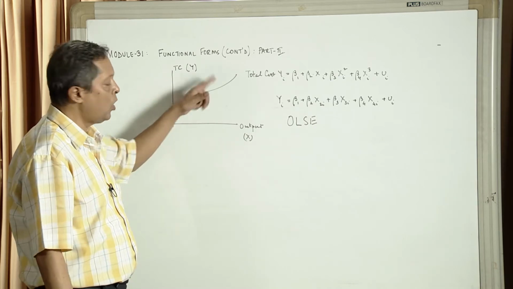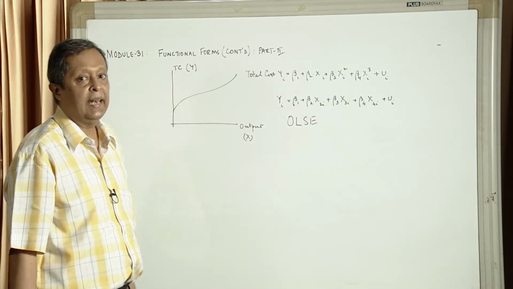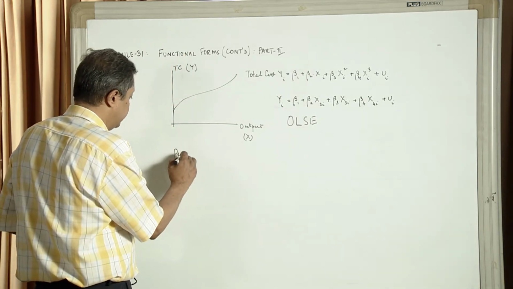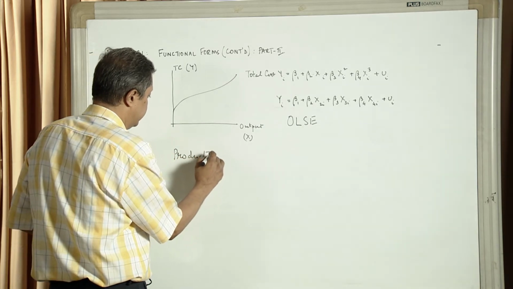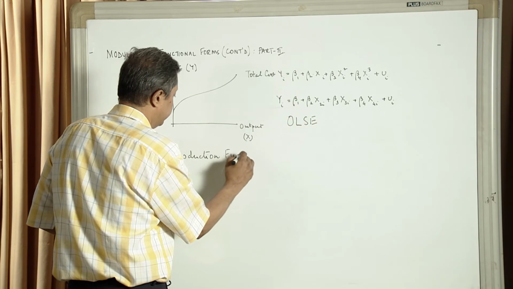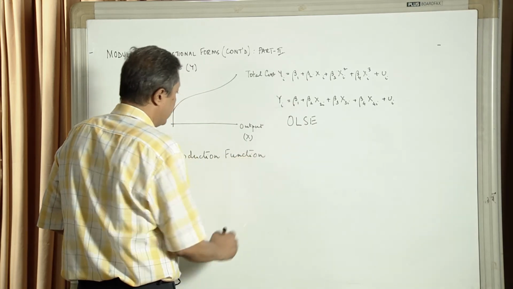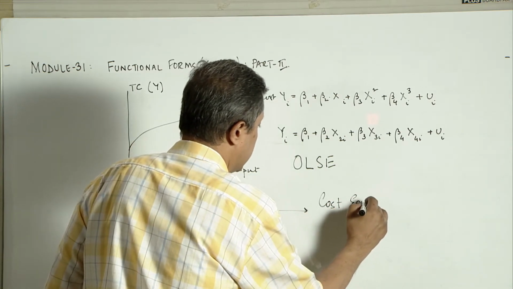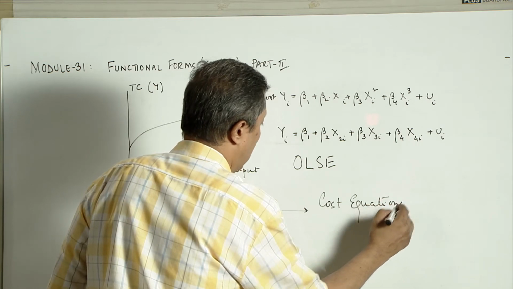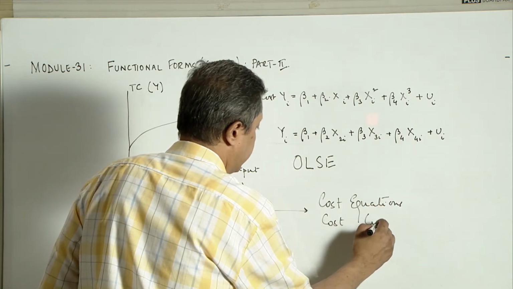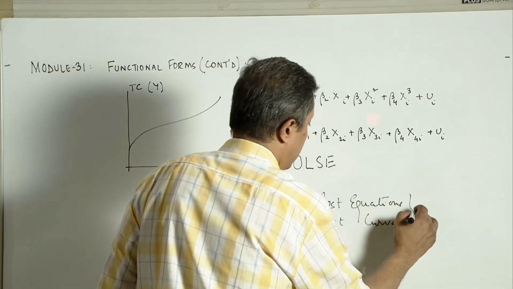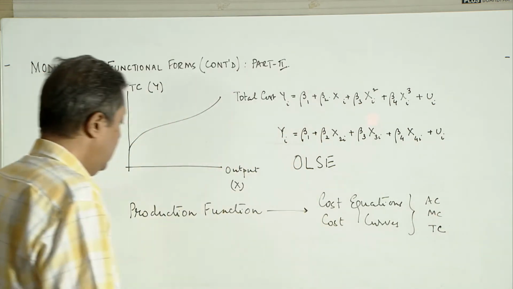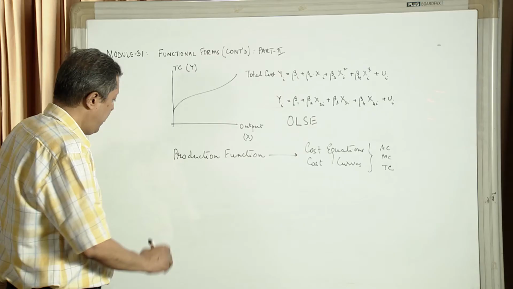All of these, the total cost, average cost and marginal cost, they actually emanate from what we call the production function. So, this production function gives rise to cost equations or cost curves. For example, we had average cost, marginal cost, total cost. So, how does the production function look like?